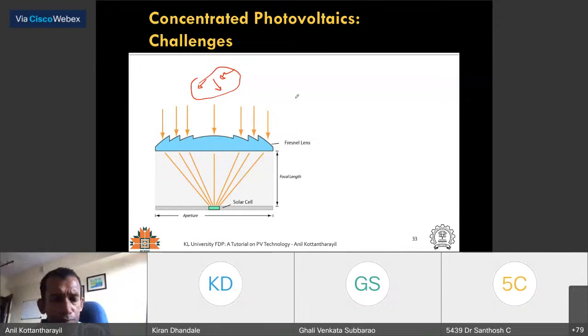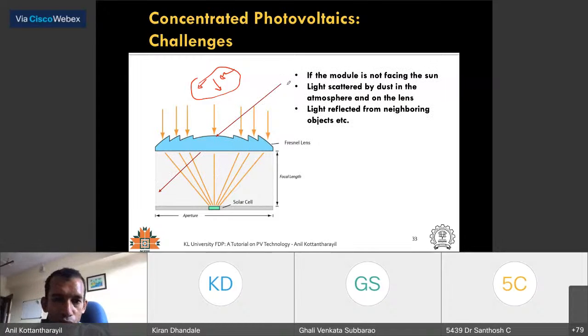Okay, so the direct component is what would be focused by the lens. Then you have the diffuse component. For example, this is one example which is incident at an angle, because it may be reflected or scattered by a particle in the atmosphere, and that would not fall on this solar cell, so it is lost. So this is not a viable or actually good technology where the sunlight contains a large fraction of diffused component.